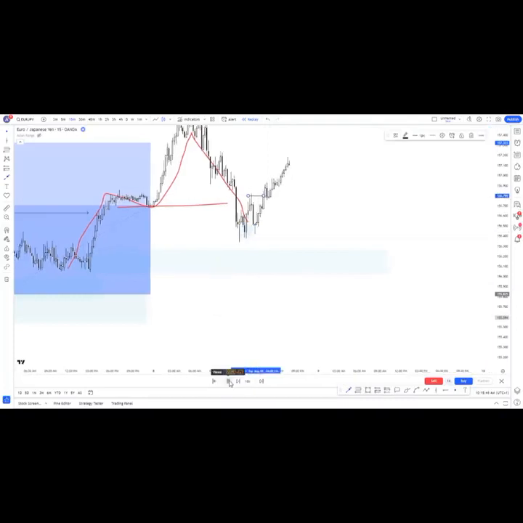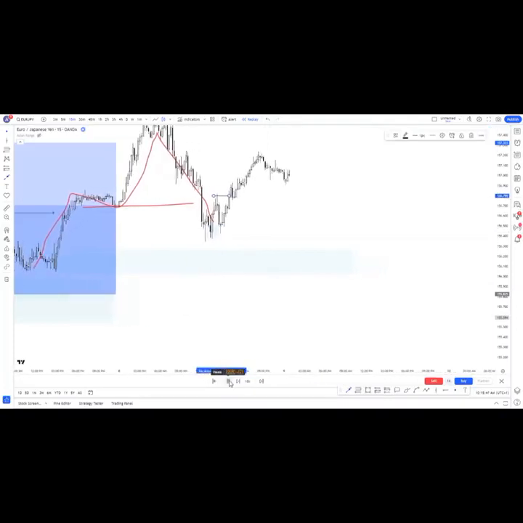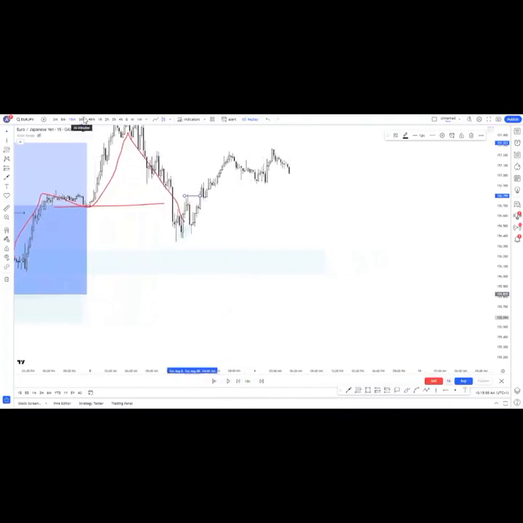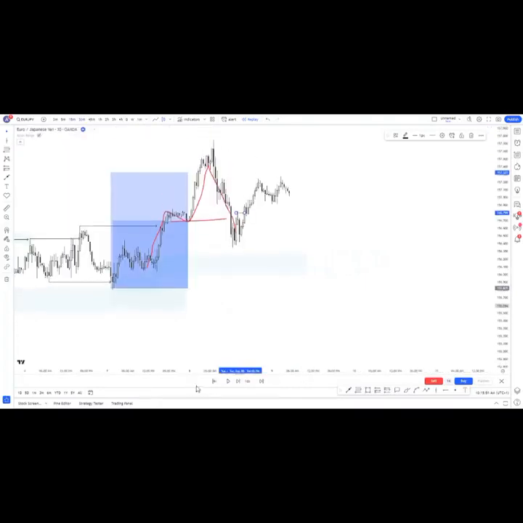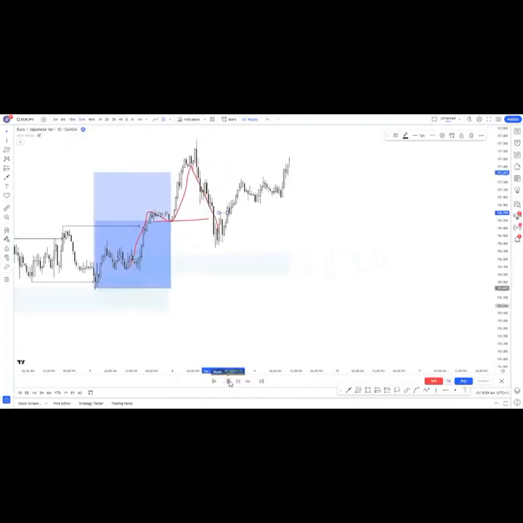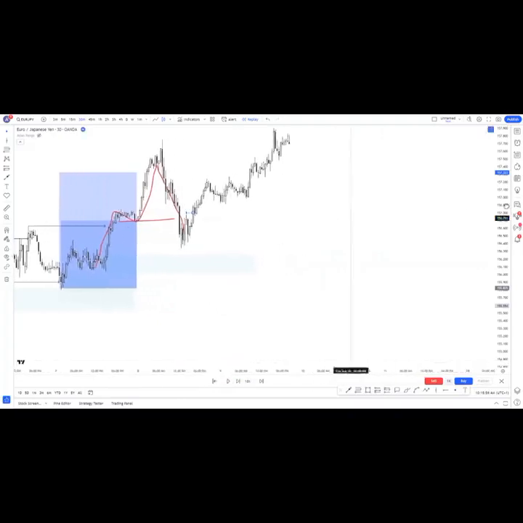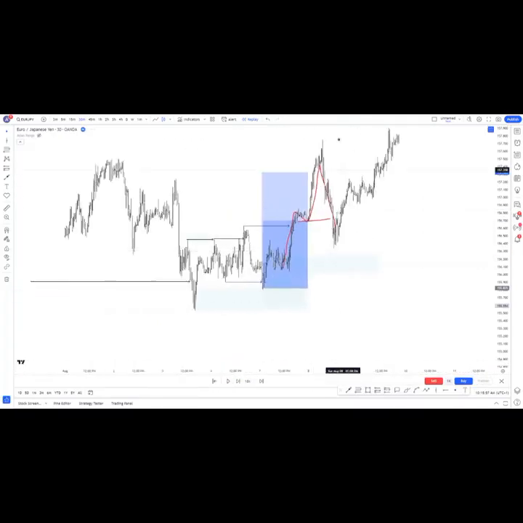Let's see if price will reverse back. Okay, price will not reverse back. Instead of that, price continues buying to the upside. So that is how you can take reversal trades. Let's look for another example again based on taking reversal.